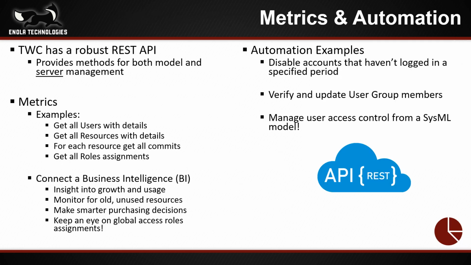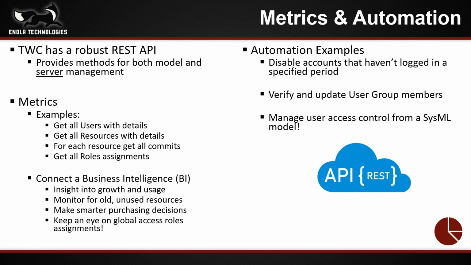The final thing I want to talk to you about is metrics and automation. I'm surprised that a lot of folks don't realize that Teamwork Cloud has a very robust REST API that provides methods for both model and server management. Now, I'll be honest, I haven't used the model management and manipulation REST API calls very much. I've primarily used them on the server side to do exactly what I'm describing here, which is gather metrics and perform automations. So first, let's talk about metrics.